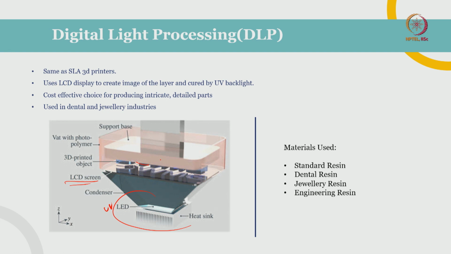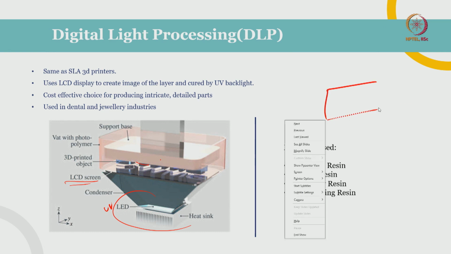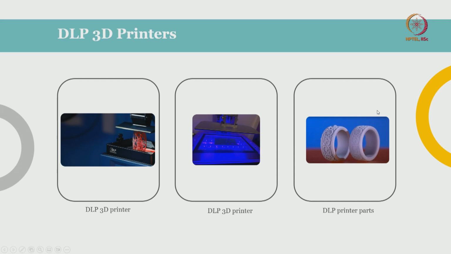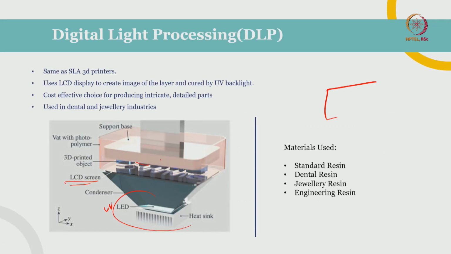Other than the area where there is no image, the LCD screen will allow light to pass through it. Let's consider this as the LCD screen, and if I need to print a cylindrical object, then this will be the thing, and here the LCD screen will be black, and it will only allow light to escape through this region. So this will solidify the resin layer just above the vat.